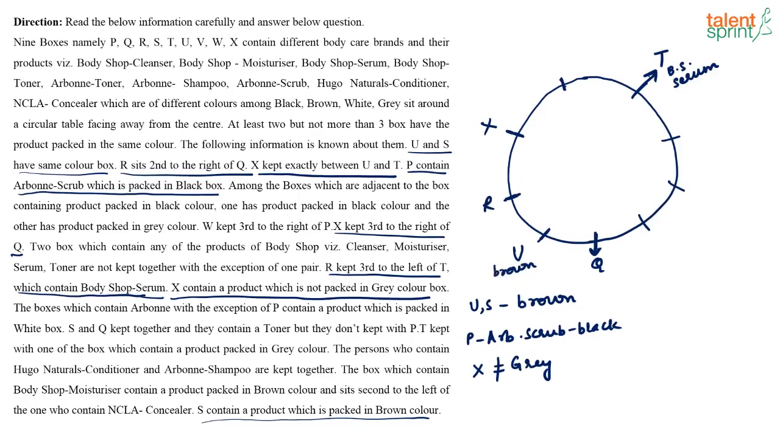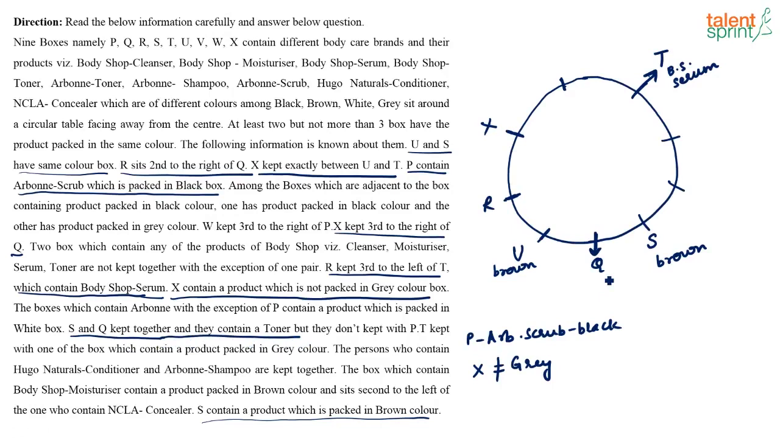Okay, now next, what are they saying here? S and Q are kept together and they contain a toner. So S and Q are kept together means this definitely has to be S. Now again this is going to be brown in color, because we already know U and S are brown in color, that we had noted down here, right? So using that I am saying this is S, it is also brown, U is also brown. Then what are they saying next? S and Q are kept together and they contain a toner.